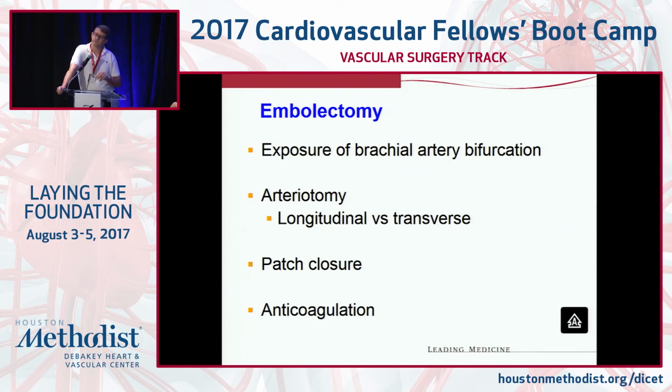to the bifurcation so that you can direct small Fogarty balloons both ways, analogous to a distal popliteal arteriotomy, where you can direct your balloons down the different tibials. You want to be able to do that into the ulnar and the radial. And embolectomy via brachial approach is surprisingly successful even in retrieving thrombi or emboli all the way up, even far up into the axillary artery.